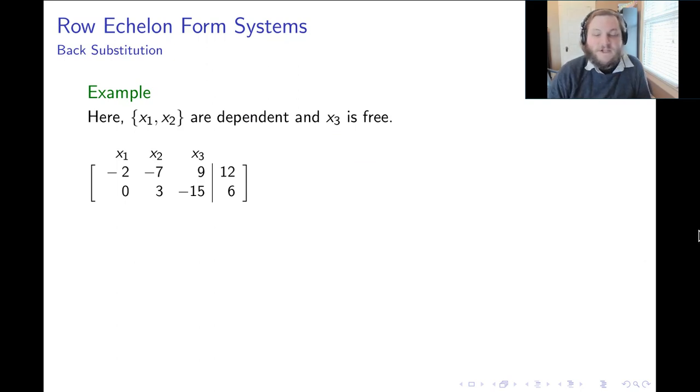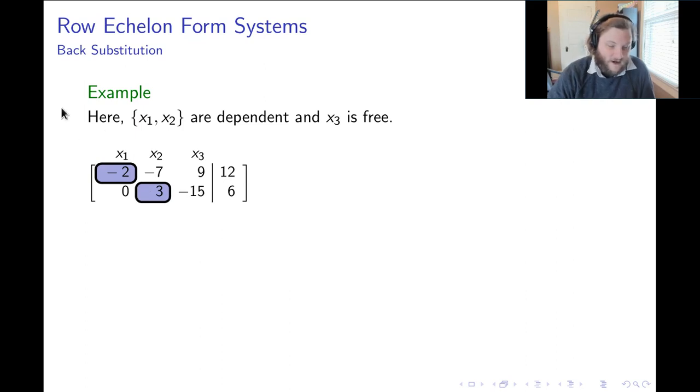So let's finish this lecture by going through the process of solving a system that's in non-reduced row echelon form. The procedure is exactly the same, except we have to work a little bit harder now. So let's see how the procedure works. Here we have a system with two equations and three variables. This is in row echelon form, but it's not reduced.